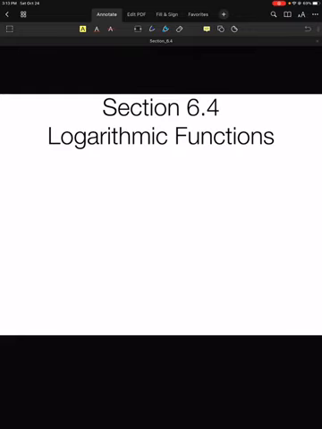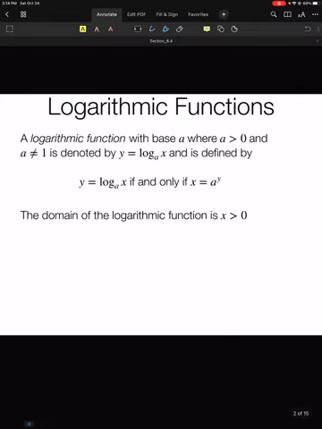Now logarithmic functions, as you'll see very soon, are very similar to, or related in some way to, exponential functions. So many of the facts that we talk about here will be similar to the facts that we talked about when we discussed exponential functions. So let's first define what a logarithmic function is.